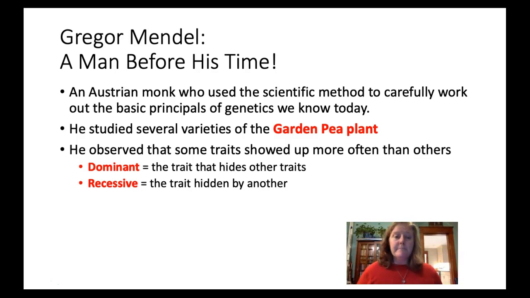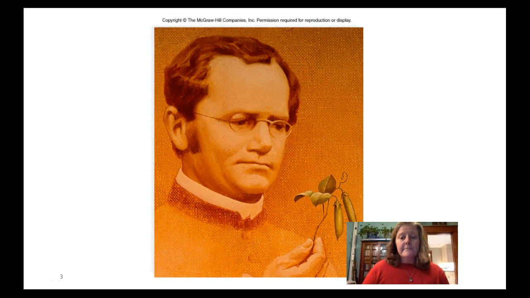So you read about Mendel this week. He was an Austrian monk who worked with the garden pea plant, as I'm sure you're familiar with now, and he worked out from the crosses that he did that there were dominant traits and there were recessive traits. So here's Mendel with his piece.